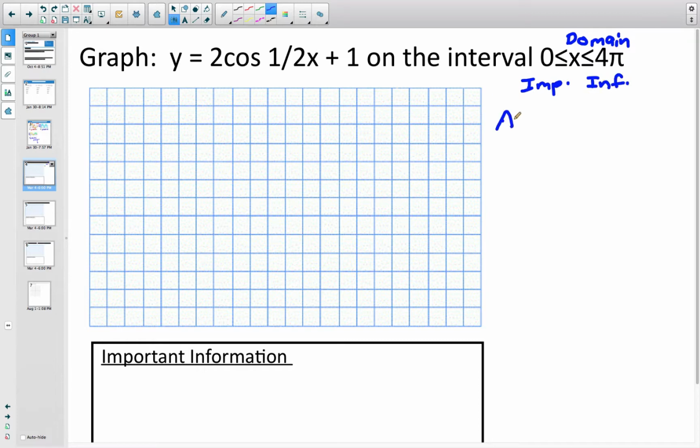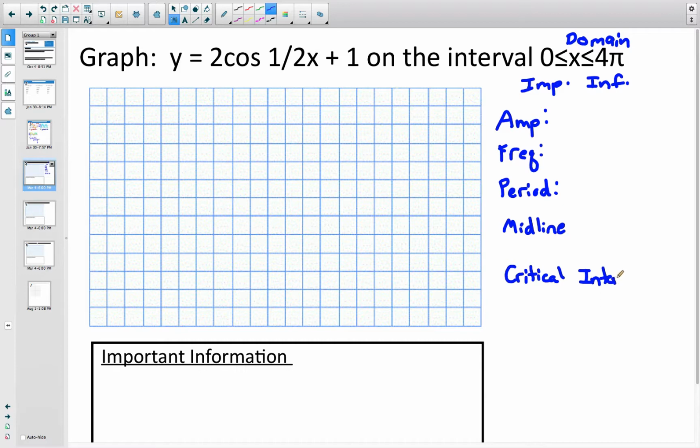So that's the amplitude, frequency, period. We're going to add in our midline, and we also have our critical intervals. Okay. So our amplitude, that's right here.